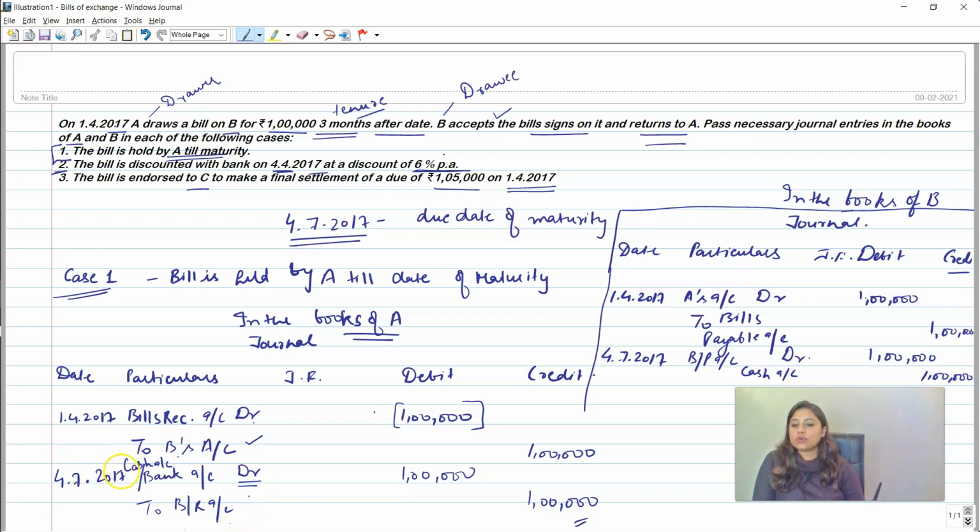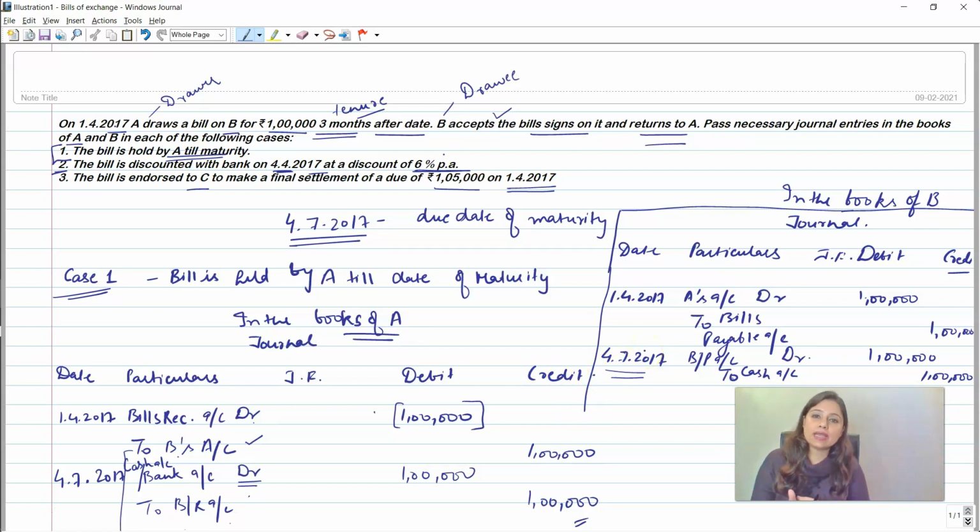Also, the impact in the books of drawer would be that the cash is being received. In the books of drawee, the cash is being paid, so therefore we are crediting the cash account. And because the bills payable which was supposed to be paid has now been paid, we would be nullifying the impact of such bills payable by debiting the bills payable account on settlement of that particular bill of exchange.